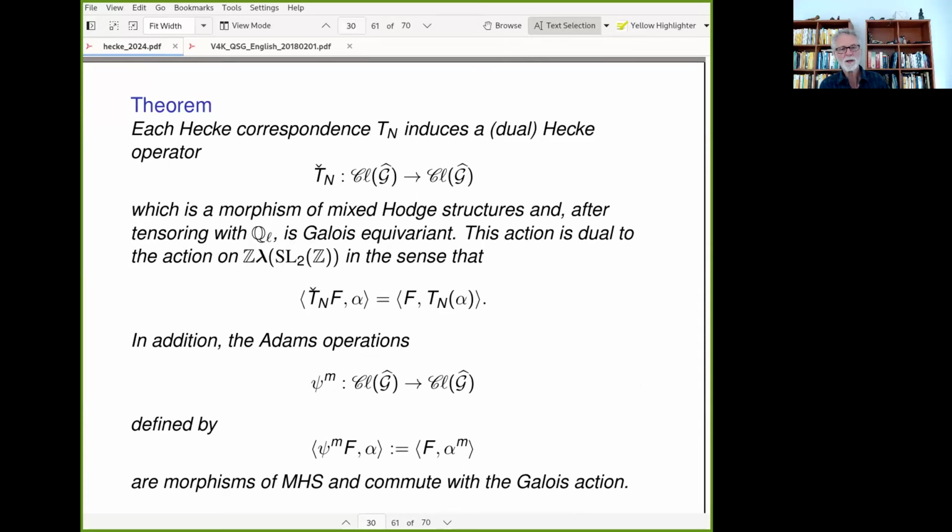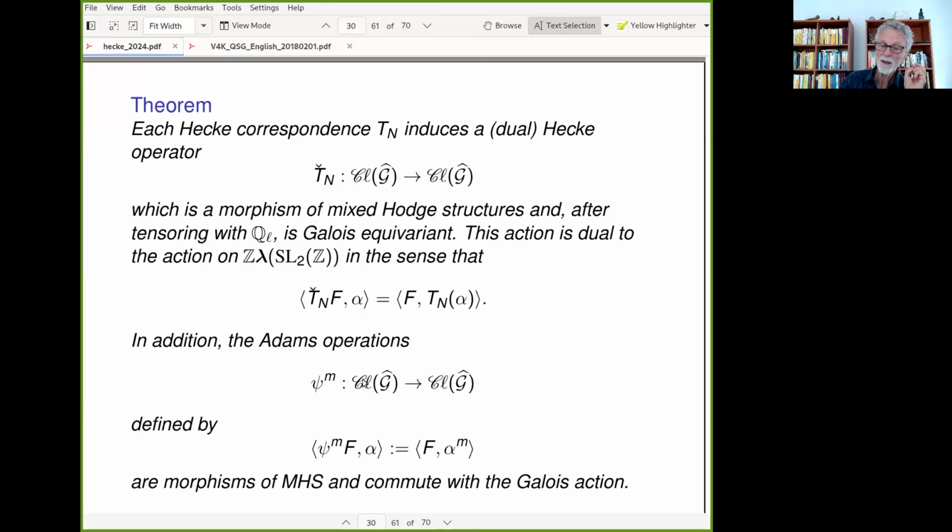Anyway, each is a morphism of mixed Tate structures, and each is Galois equivariant after tensoring with Q_l. And the action is dual to the action of this T hat on the free module generated on the conjugacy classes of SL2Z.